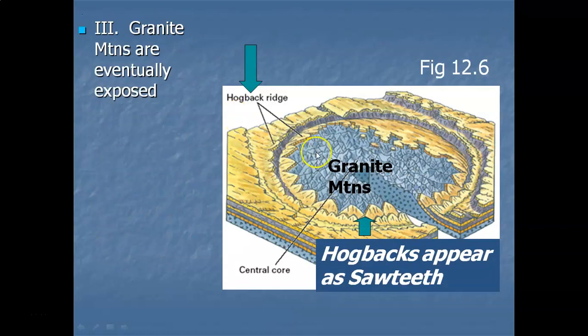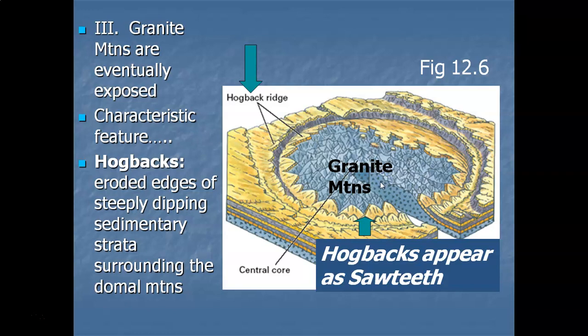Here we finally, by erosion, stripped off layer by layer of the sedimentary rocks that were deformed, and now we expose the granite, and then through river erosion and things like that, you wind up creating a mountain range. And so we've got the granite mountains eventually exposed, and there is a characteristic feature surrounding the granite mountains. It's kind of a funny name, but they're called hogbacks, right?